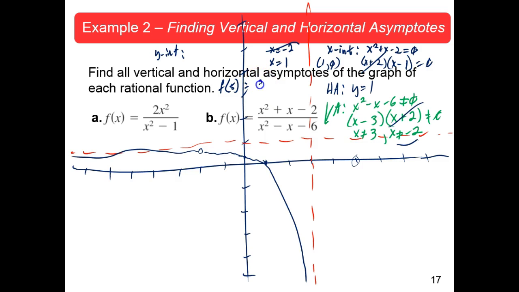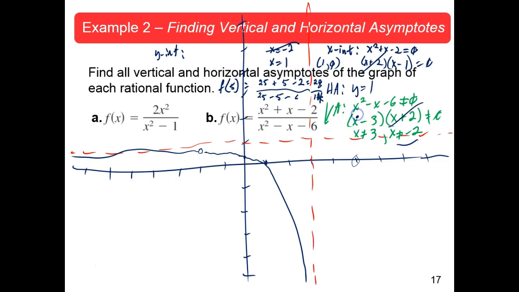5 squared is 25 plus 5 is 30 minus 2 is 28 in the numerator. And the denominator is 25 minus 5 is 20 minus 6, not 16. Duh. Okay, minus 6 is what? 14. And what's 28 over 14? 2. So this is 2 up here.